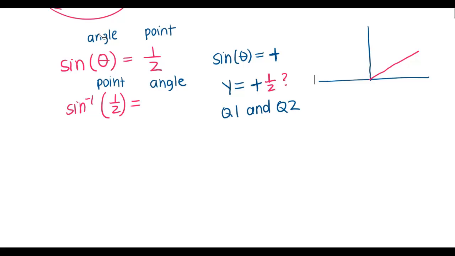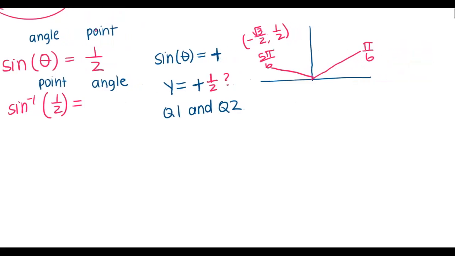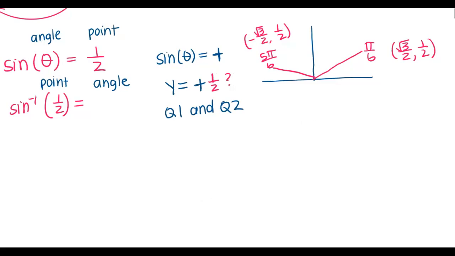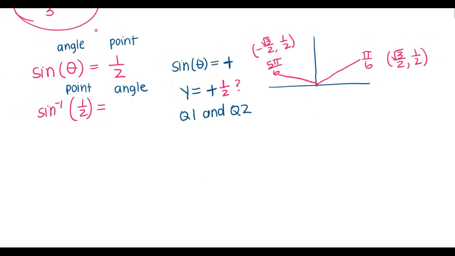And hopefully we remember that it's going to be here and here, which was at pi over 6 and 5 pi over 6, right? These points would be negative square root 3 over 2, 1/2, positive square root 3 over 2, and a positive 1/2. Okay, so our answer would be pi over 6.